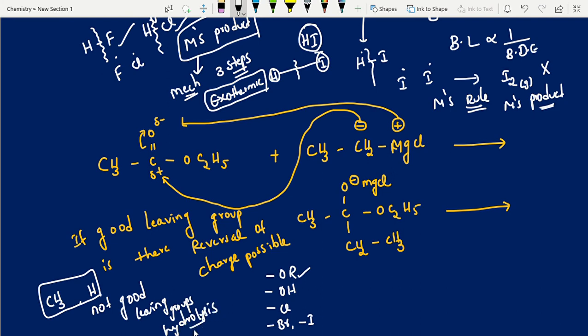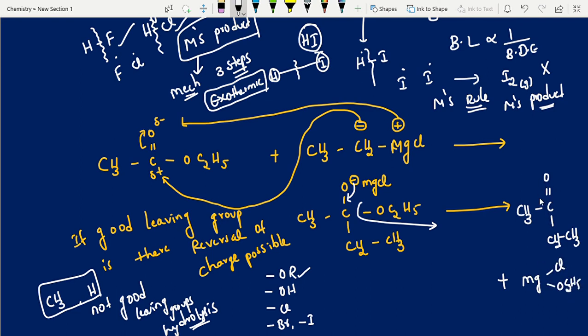But before hydrolysis, we have to check whether reversal of charge is possible or not. Yes, now reversal of charge is possible. This group is leaving. So now what is the output, students? Here CH3C double bond O and CH2CH3. This is your product. Is it the final product, students? No, it's not the final product. This is a byproduct.